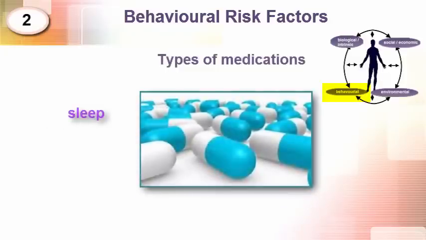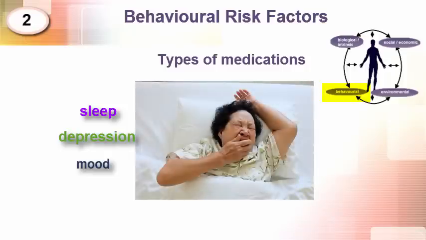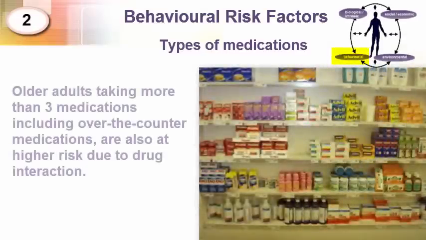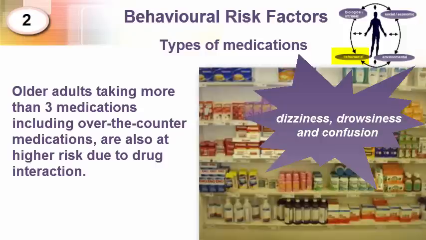Medications, especially pills for sleep, depression, and mood, can be a problem because of the potential side effects like dizziness, drowsiness, and confusion. Older adults taking more than 3 medications, including over-the-counter medications, are also at higher risk due to drug interaction.